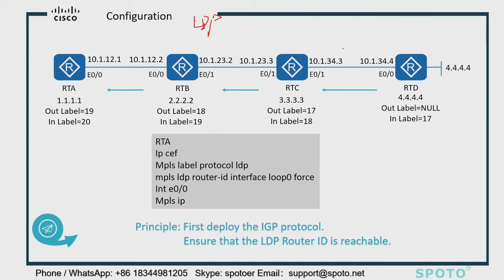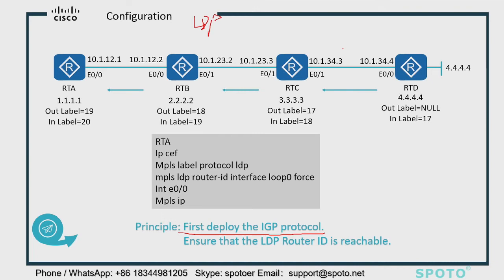For this topology, we have 4 different routers here. And for these routers, when you try to do this lab, you need to listen carefully. First, you need to do the basic configuration. I mean, the first one is you need to configure the IP address. It's very easy. And then next, you need to deploy the IGP protocol.